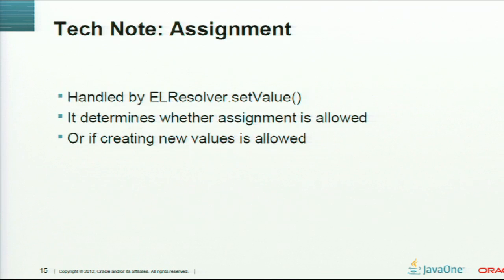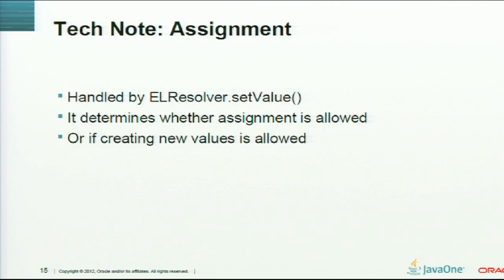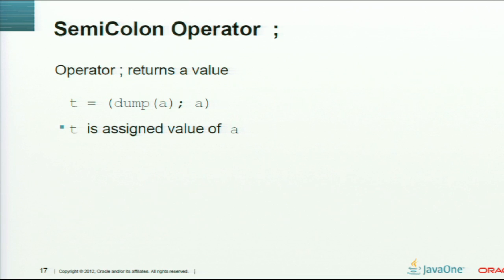So in this example, the second one, you want to dump the value of a variable A, and then you return the value of A as the return value for this expression. Yeah, that's what I just said.